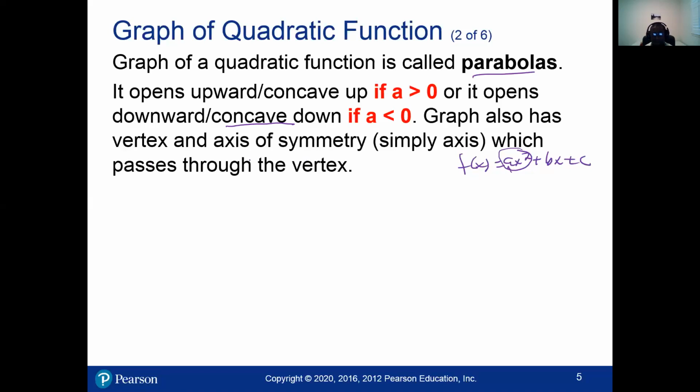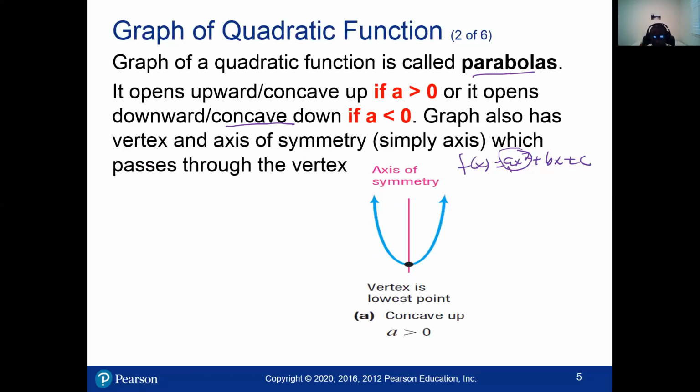Now, the graph also has what we call the vertex and the axis of symmetry. Sometimes we simply call it the axis, which passes through the vertex. Now, this is the graph we have. If a is positive, we have concave up, and this opens upward. It's like a valley. And then the axis of symmetry passes through the vertex. Notice when I say axis of symmetry, that means this axis acts as a mirror, like a reflection in the x-axis or the y-axis.